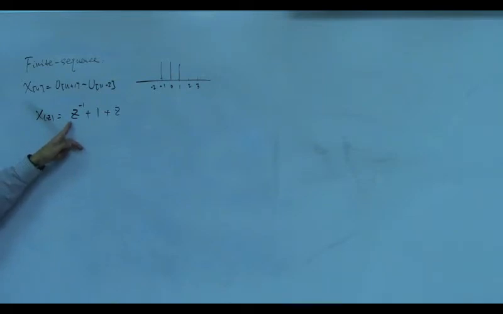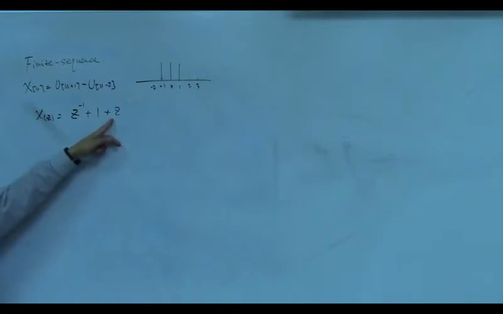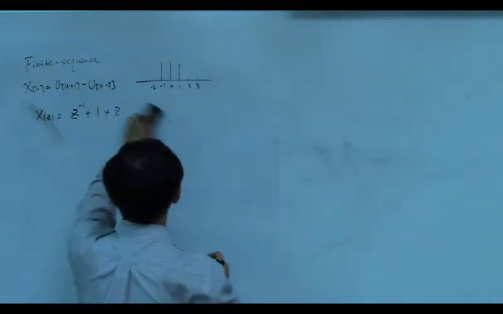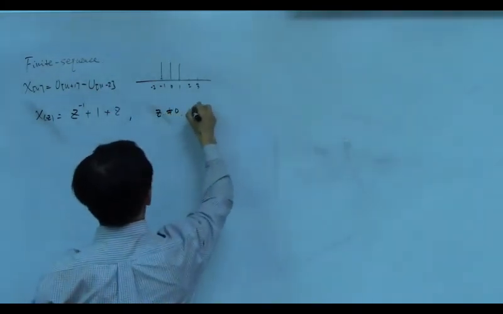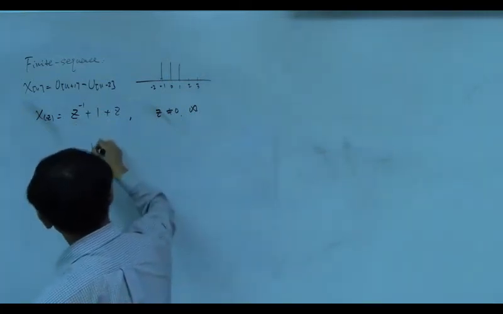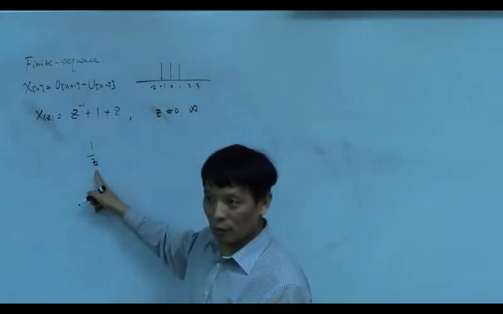This is 1 over Z, right? Can Z equal 0? No. Can Z equal infinity? Okay, if Z equals infinity, then this term equals infinity. So the region of convergence for this one is Z not equal to 0, and not equal to infinity. Why can it not equal 0? Because this term here is 1 over Z.